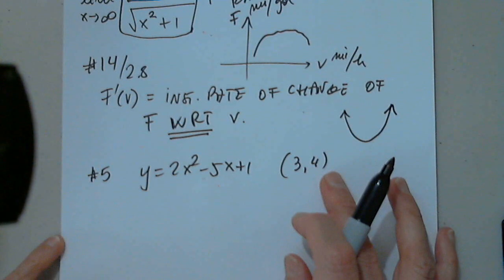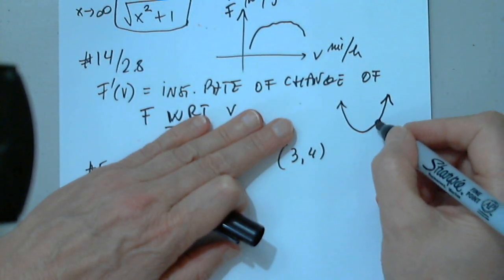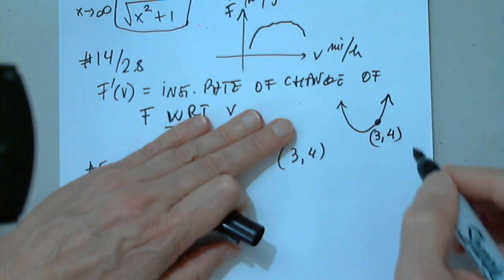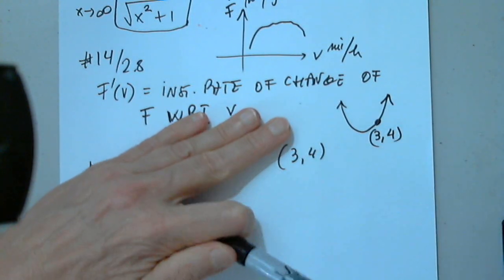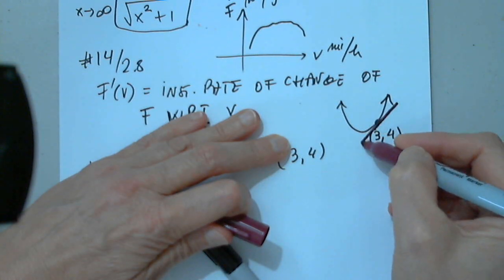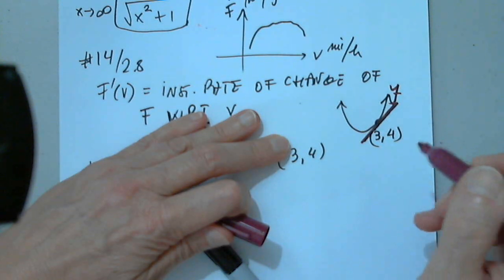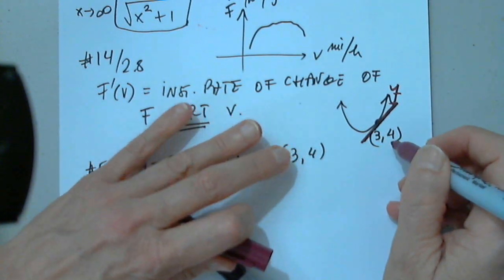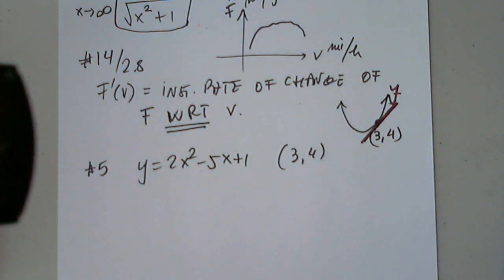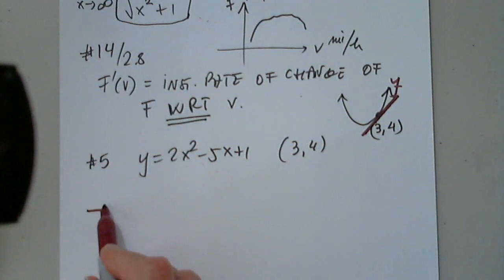I have no idea where 3, 4 is. I'm not graphing the function, but let's say here is 3, 4. So they're asking us to determine the equation of the tangent line to the graph of y at this point. So I have a point, and I know an equation. Can anyone give us the equation that has a point and a slope?